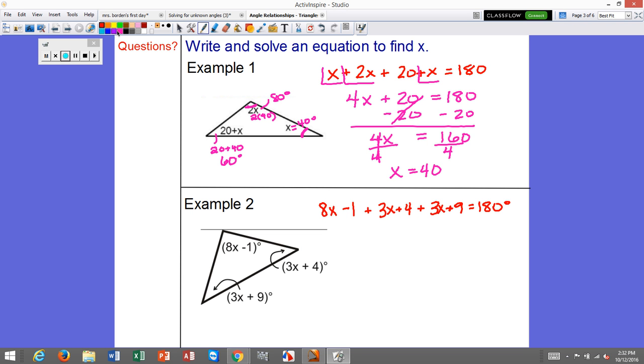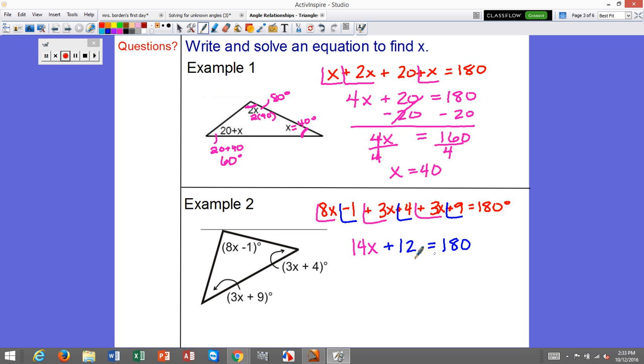Okay, I'm now going to go through and find common like terms. 8x, 3x, and 3x are all terms with x, so I can combine their values. 3 and 3 is 6, 6 and 8 is 14x. Okay? I also have terms that are constants, -1, +4, +9. 9 plus 4 would be 13, and 13 minus 1 would be 12. So our new equation is 14x plus 12 equals 180.